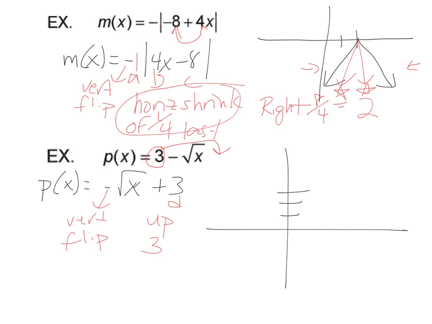And I'm going to draw 2 of these because I think the square root function is hard to picture when you're flipping it. Okay, here's the square root function. A vertical flip is an up-down flip. So that would make it look like this.